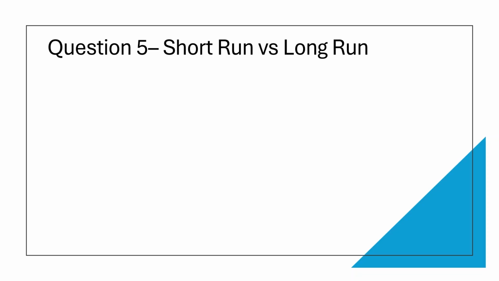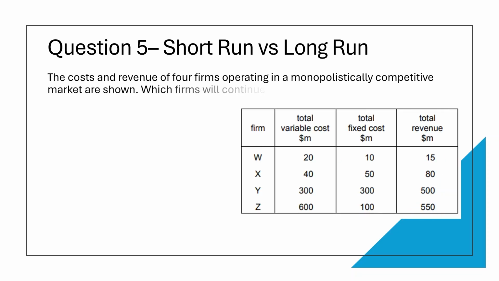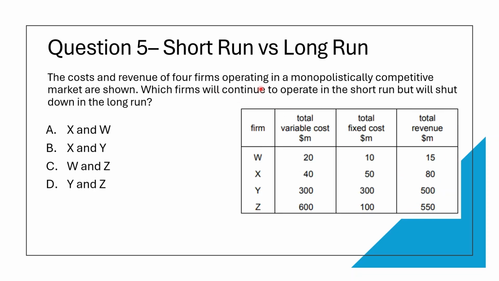Now let's look at the last question. The costs and revenue of 4 firms operating in a monopolistically competitive market are shown. Which firms will continue to operate in the short run but will shut down in the long run? And this table has been given to us with firms W, X, Y, Z, total variable cost, total fixed cost, and total revenue.